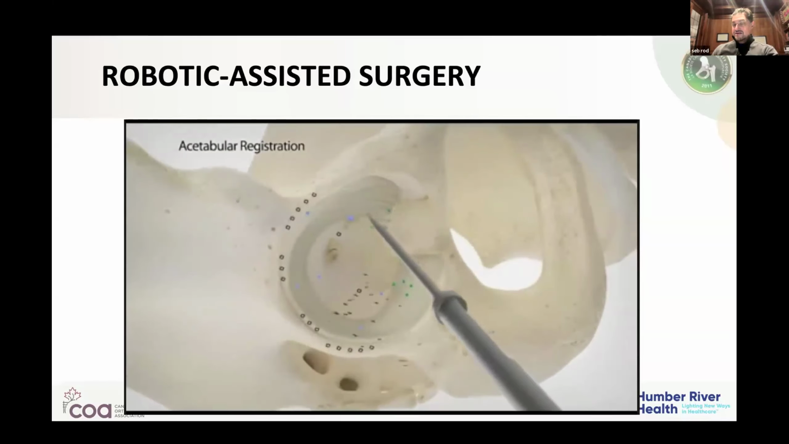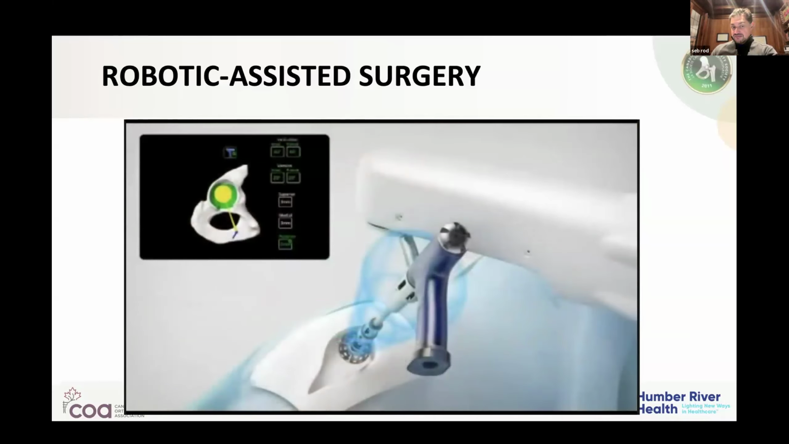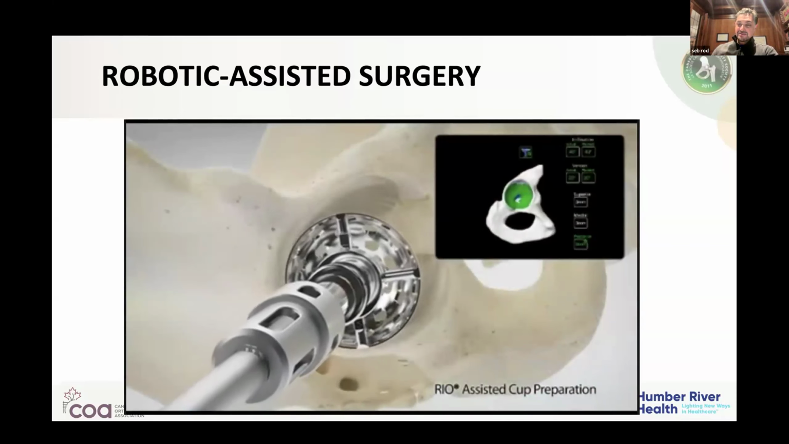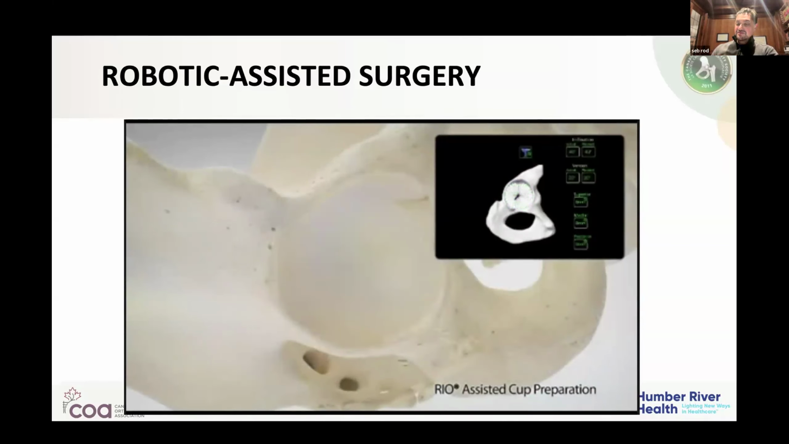So again, a lot of these robotic platforms require registration. So that does take time ahead of time. You have to teach the robot intraoperatively what you're looking at in terms of the acetabulum or the femur. And then once you have all those data points, you can then use the robot manually. So in this case, the robotic arm is guiding you, and you still ultimately pull the trigger and can ream the acetabulum, but it's controlling how far you can ream and the depth and position of which you're reaming.